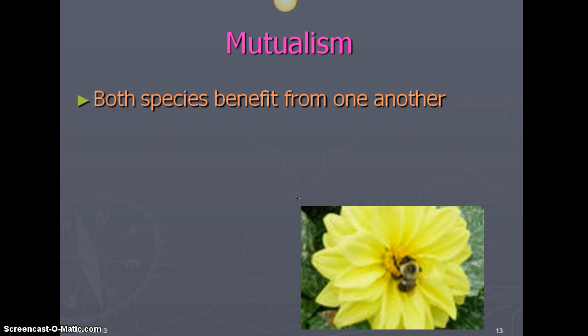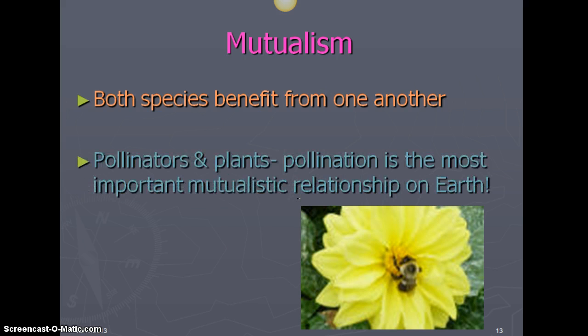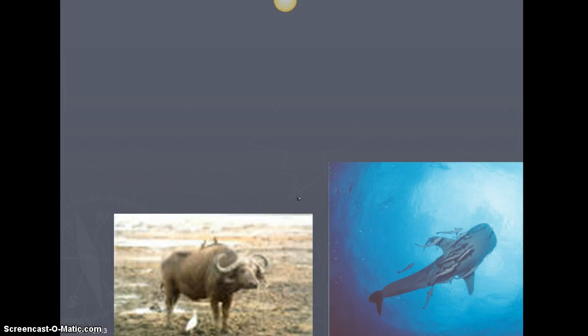Mutualism. Both species benefit from one another. An example is pollinators and plants. Pollination is the most important mutualistic relationship on Earth. So the bees provide help to the plants, and the plants give the pollen to the bees. And the bees help to fertilize the different plants.